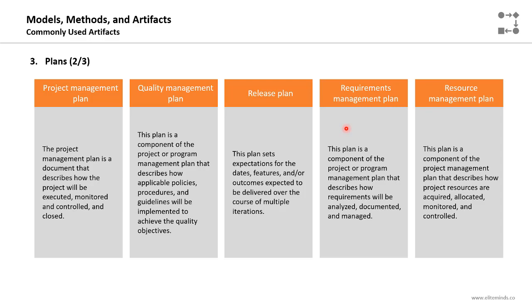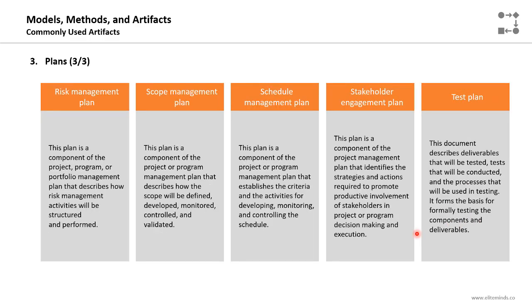Another subsidiary of the project management plan will be the resource management plan, which is again a component of the project or program management plan that describes how project resources will be acquired to the project, how they will be allocated to the different activities, and how we are going to monitor and control the resources performance.